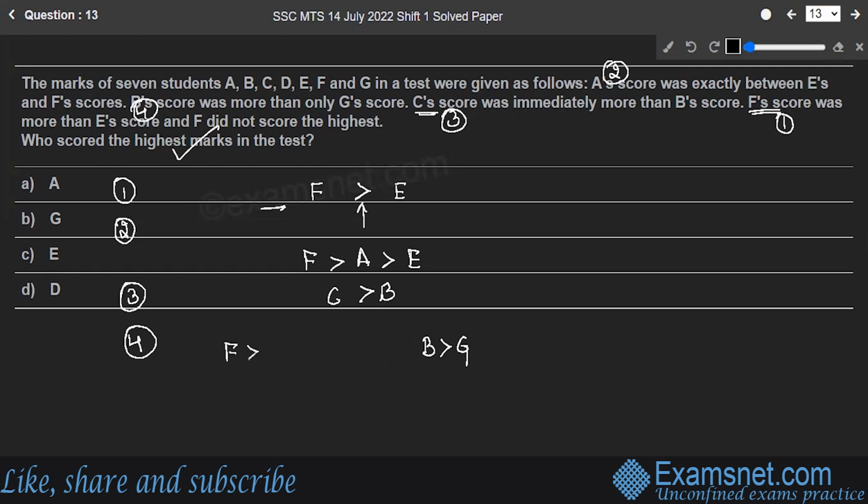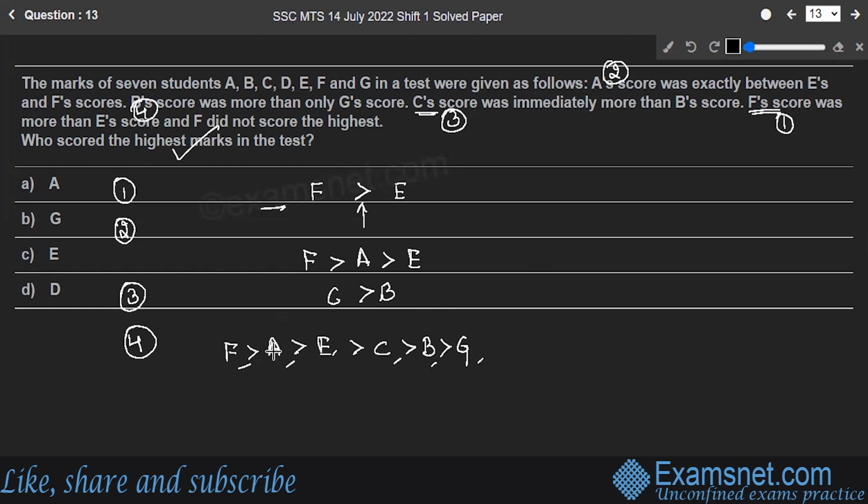So it becomes F is greater than A is greater than E. It is E is greater than C, which in turn is greater than B, and B is greater than G. Right. Now we are done with all of them. 1, 2, 3, 4, 5, 6. We have done with 7 friends.